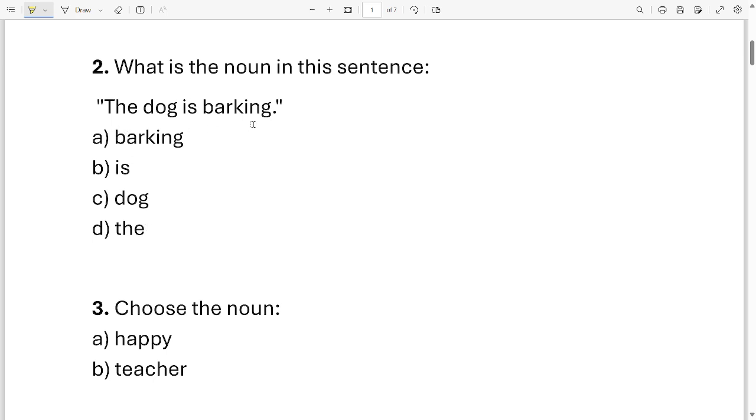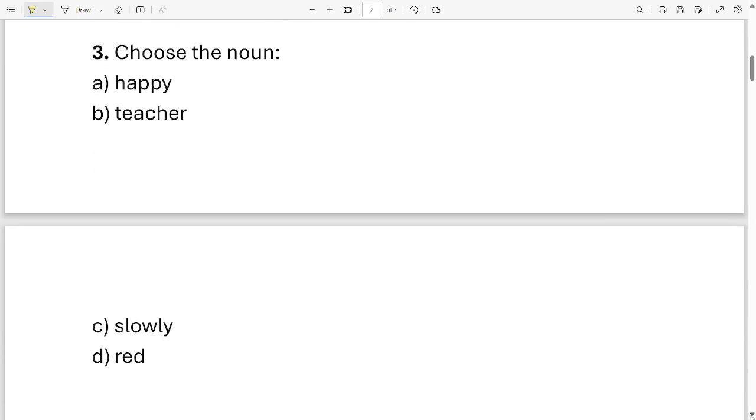Quickly identify the noun in this sentence. I know all of you are so intelligent and you will be able to do it quickly. It is option C. Dog is a noun in the sentence. This is the noun in the sentence. Okay? Let's move to the next one.